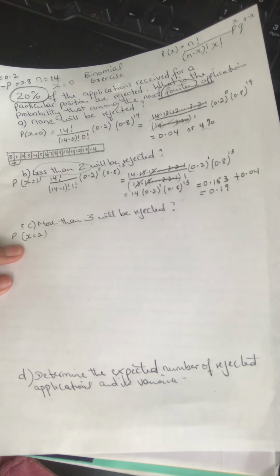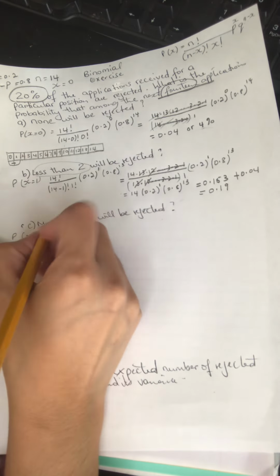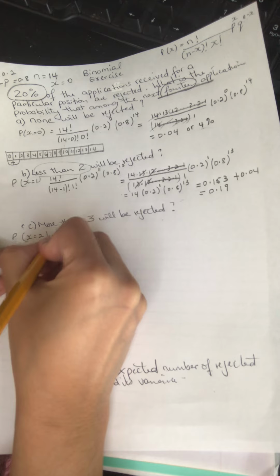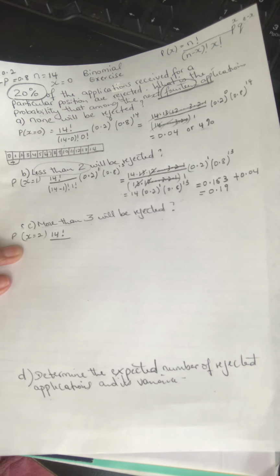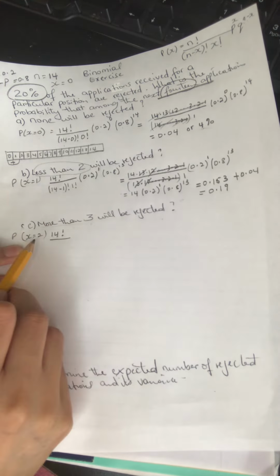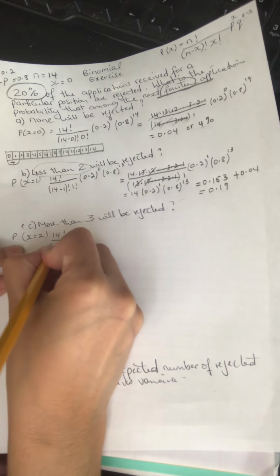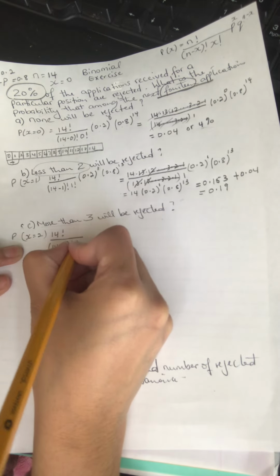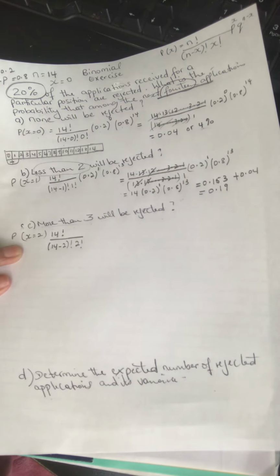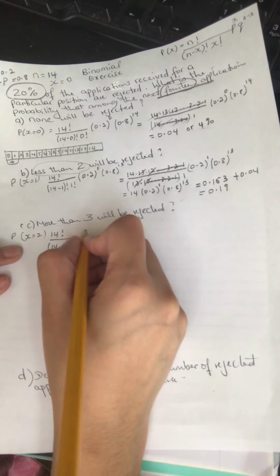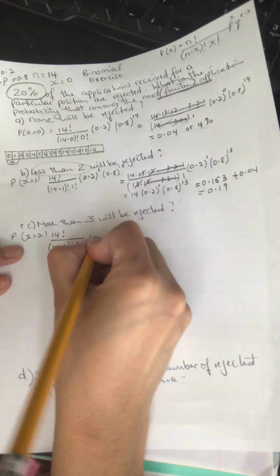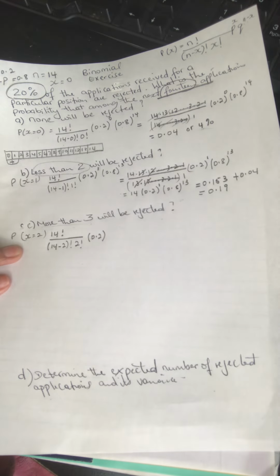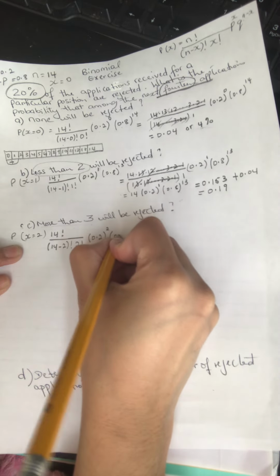So does the number of applicants change? No. In this case, it didn't. It's the same 14. So we'll use 14 factorial. But our x value changed. So our n remains 14. Subtract 2 factorial by x, which is also 2 factorial. In this case, we're raising it to the second power, 0.8.